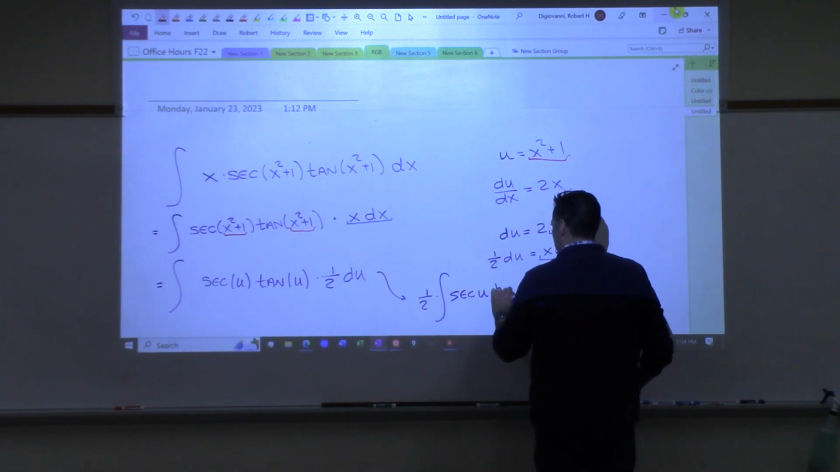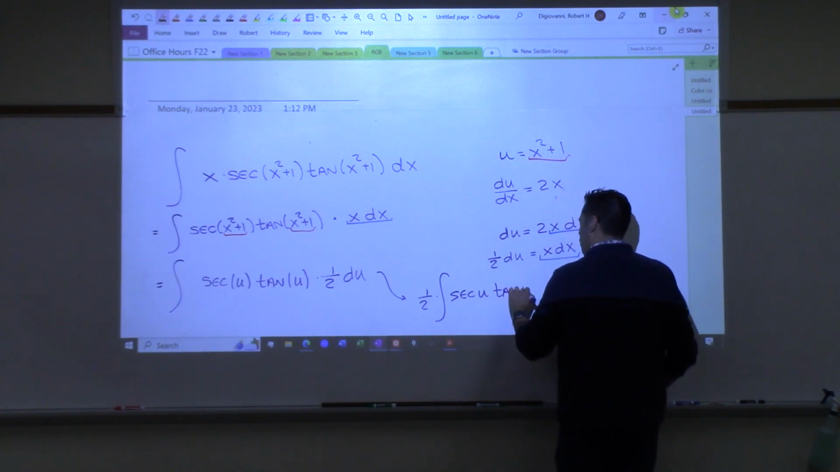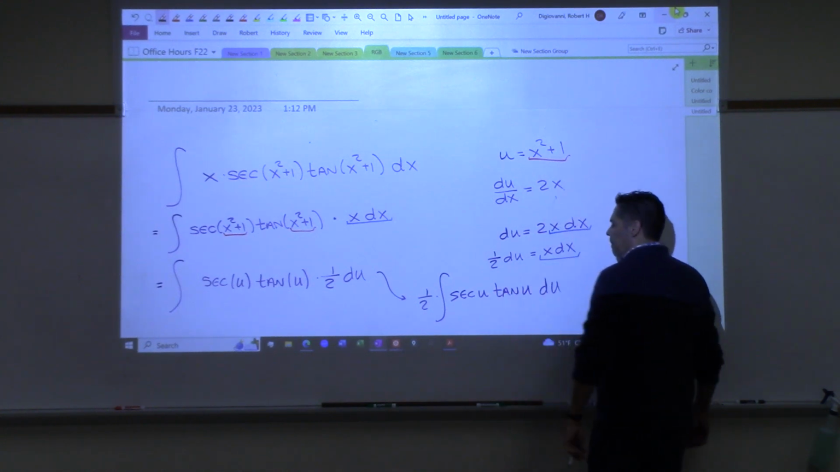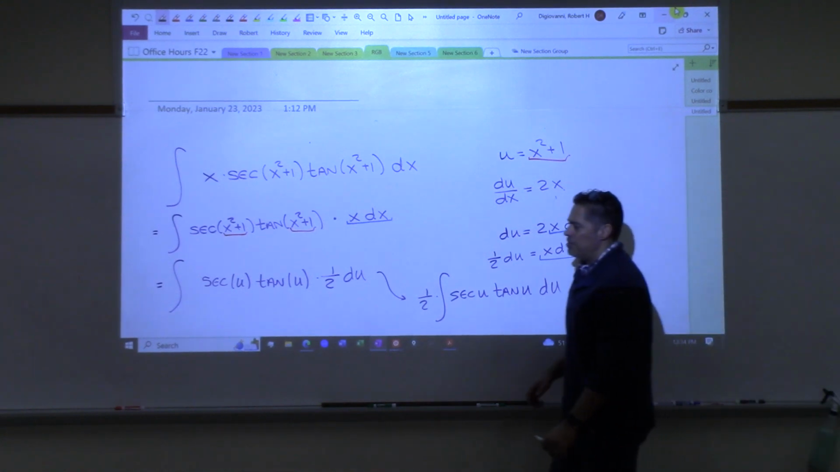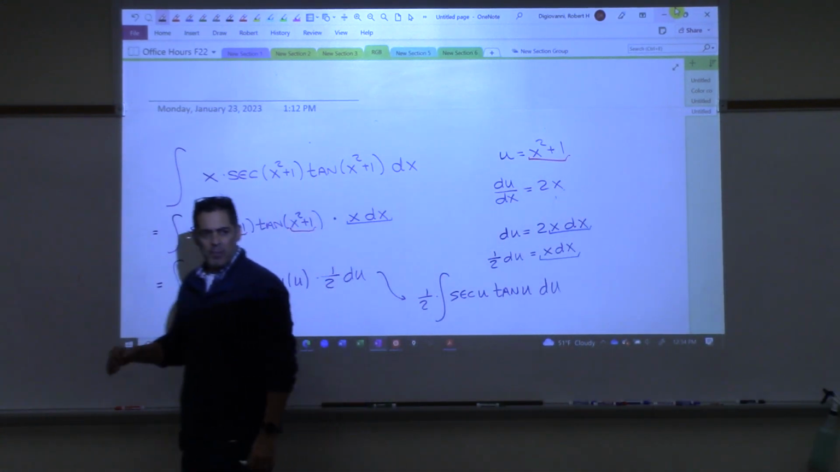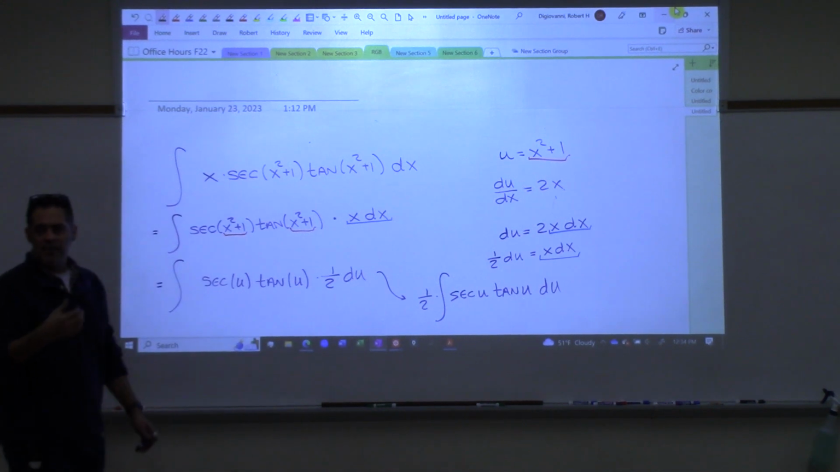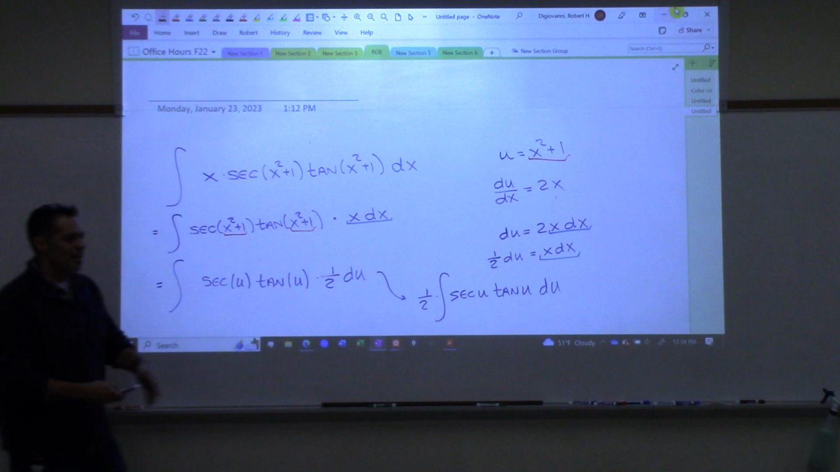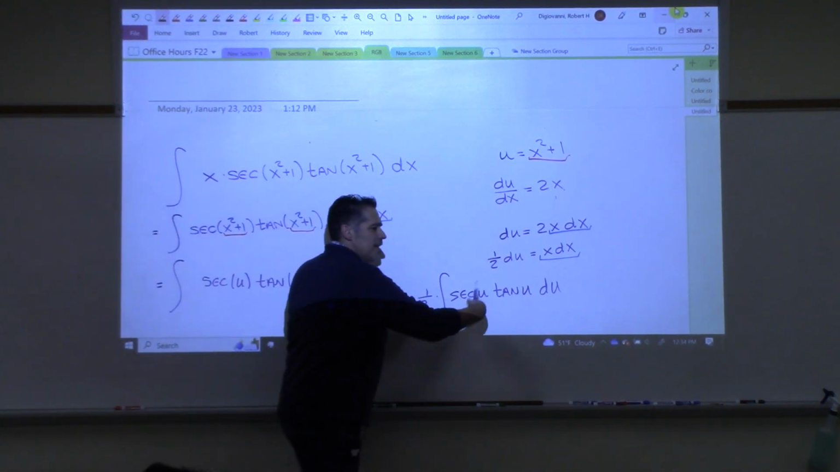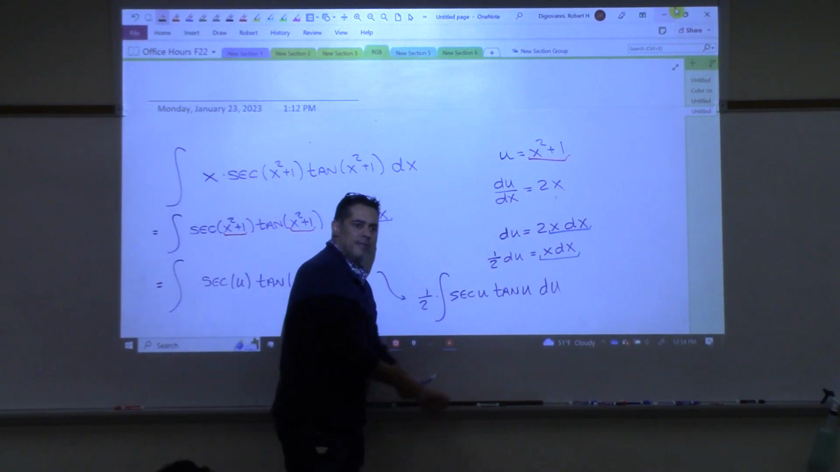Secant u tangent u du. I'm not going to write the parentheses around the u anymore. Wait, is there a reason why we take constants outside of the integral? Just because they're just getting in our way, so we bring them out. Just like when you're taking a derivative, if you have a constant, it just comes along with you the whole time. So here I'm just going to drag it along with us in the front. Whatever this answer is, I'm just going to multiply it times a half.